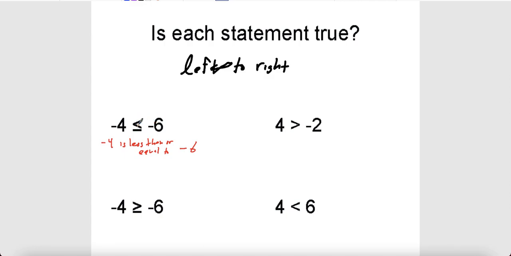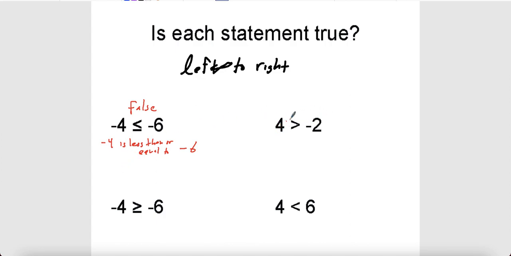And the way we indicate the larger number is by which direction this mouth, so to speak, is opening. So since it's opening to the right, we think this is the larger one. So that's why this is read -4 is less than or equal to -6. Whereas this would be the opposite. It'd be -4 is greater than or equal to -6. So we can identify these based on, is this eating the right one? So -6 is actually less than -4. So this is a false statement.